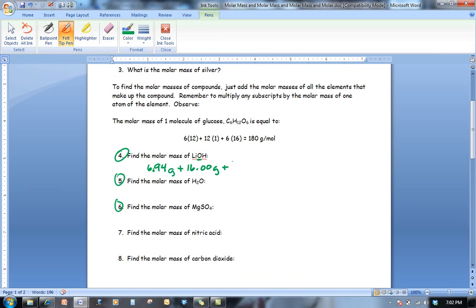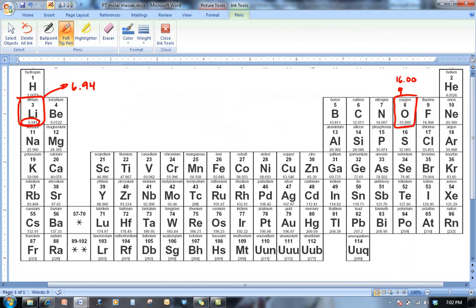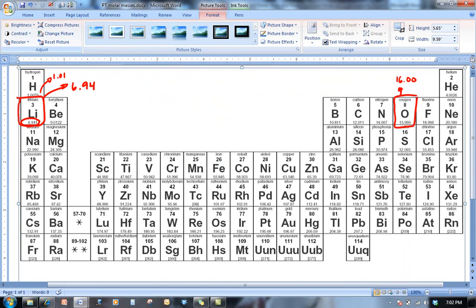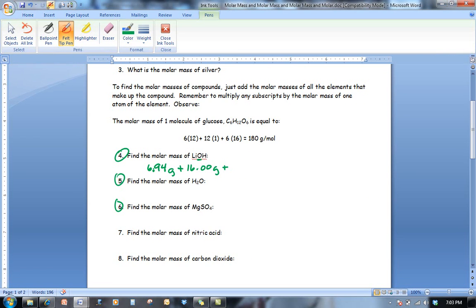And then we have to find the molar mass for hydrogen. And here for hydrogen, we see that the molar mass is 1.0079. Rounding to the nearest hundredth, we can say that the mass is 1.01. Okay, so back to our worksheet, we're going to add 1.01 grams.